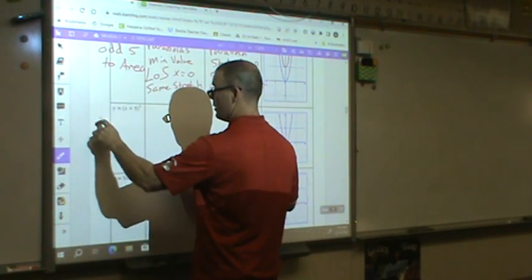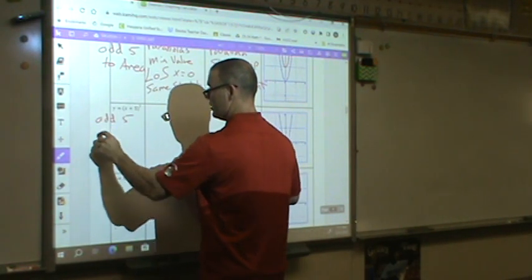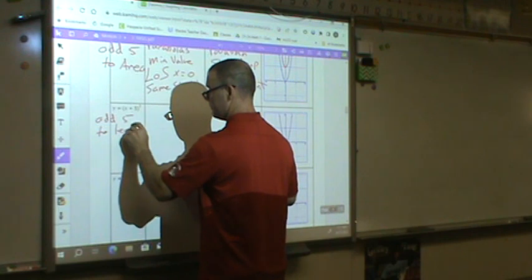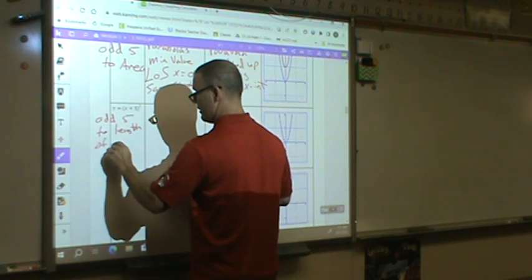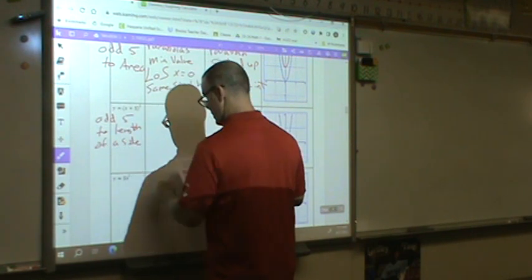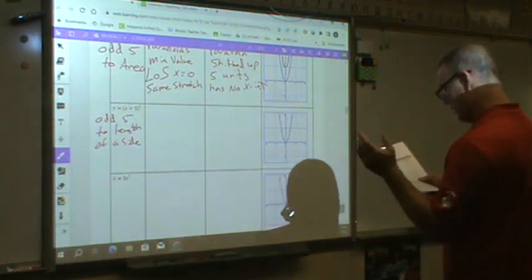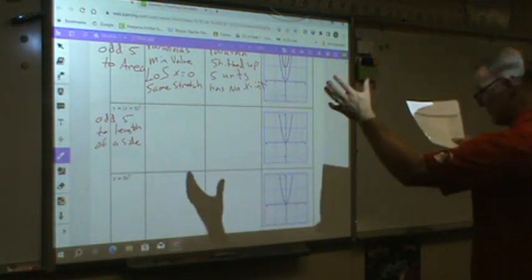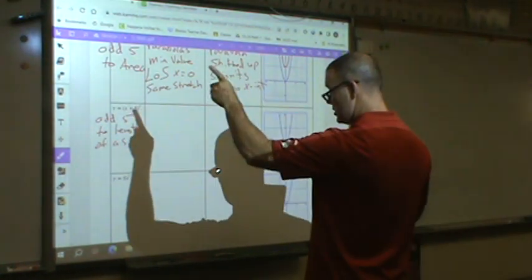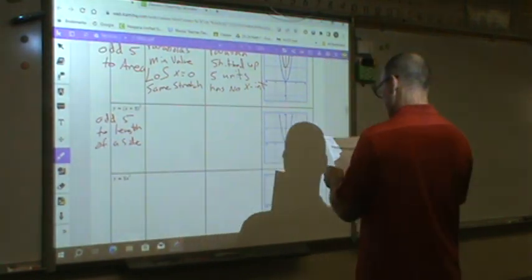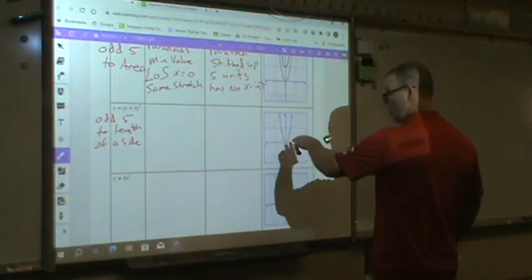And what are we doing? We're adding 5 to the length of a side. That's what we're doing. So we add the 5 to the length of each side before we square it. Think of your order of operations. So when we do that, what happens?